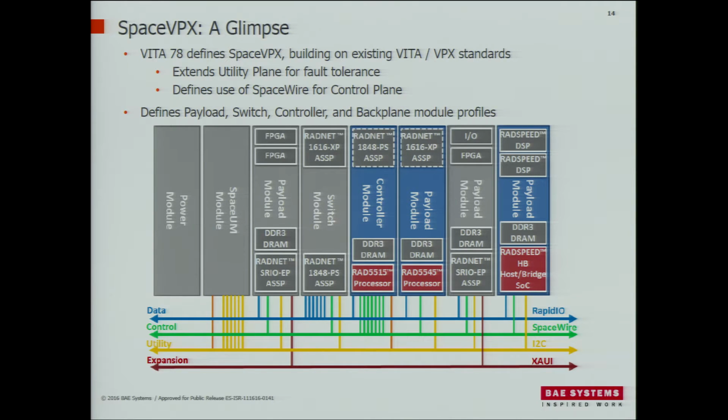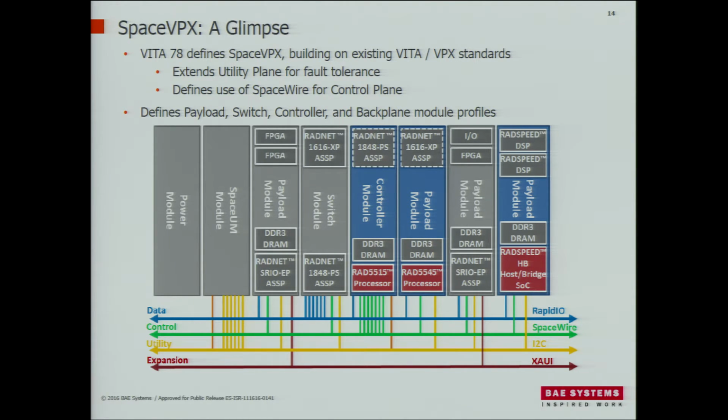But this is just notionally a VPX backplane with a bunch of modules on it. And on the bottom, you can see there's a data plane with rapid I/O for your very high-speed I/O in the system, SpaceWire for control plane. And SpaceWire isn't too bad for moving data around, so depending on your data rates, that may be applicable.